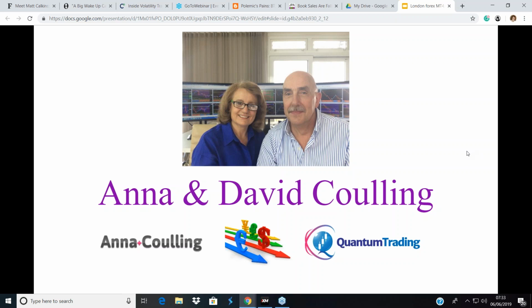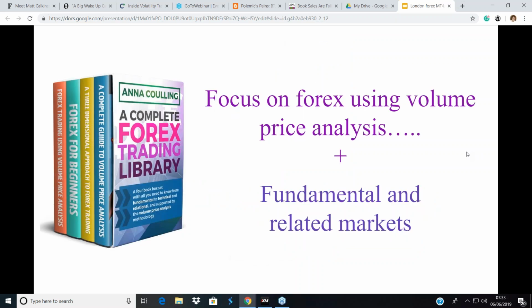Right, we run these in tandem. We will look at the markets through the prism of volume price analysis. We look at the fundamentals, we look at what's happening in the related markets, and increasingly we also have to look at the political risks, which seems to be driving the markets these days, with fundamentals really taking a back seat, as it were.